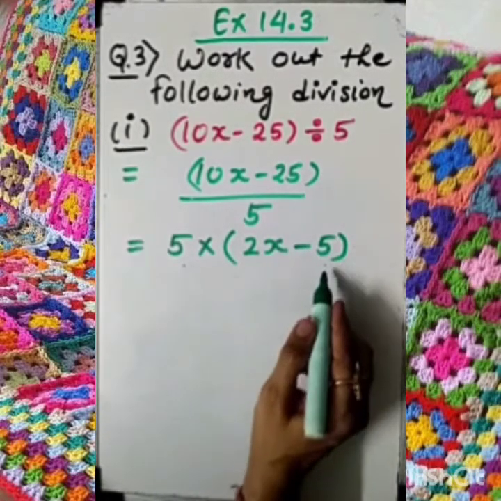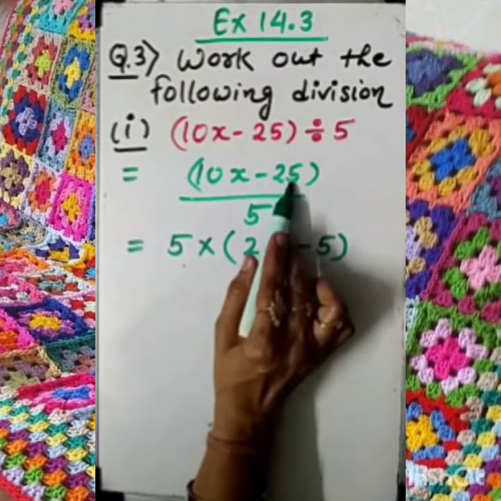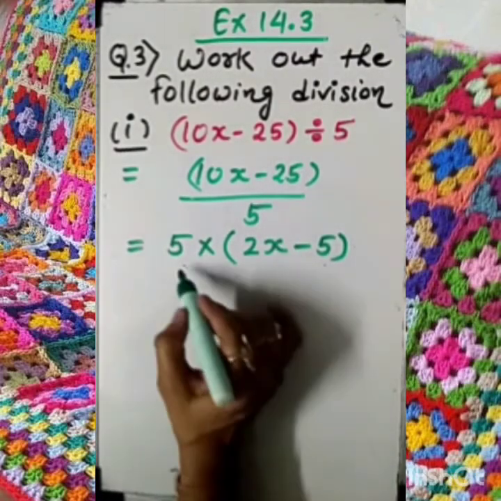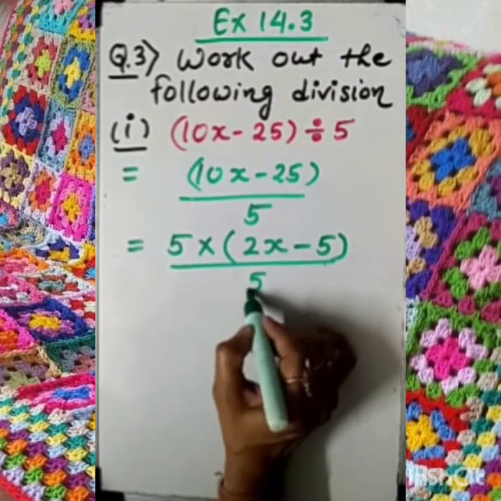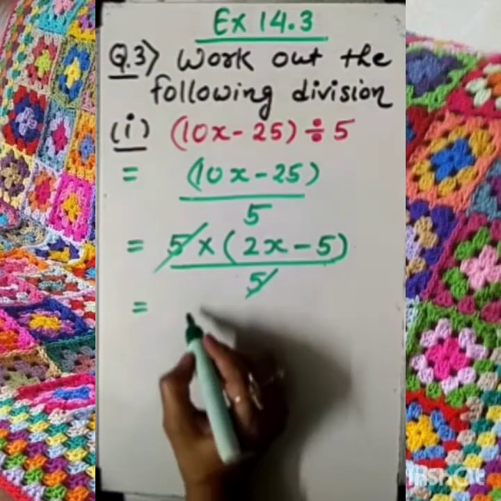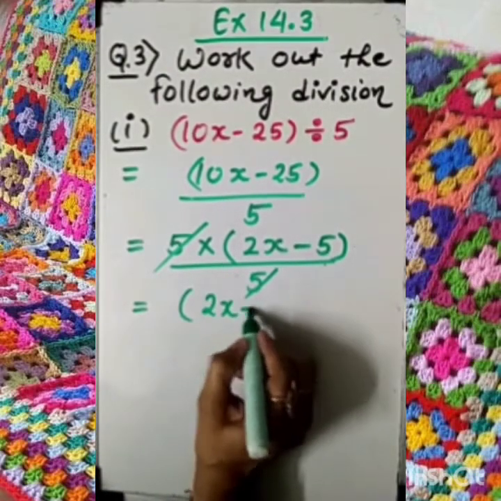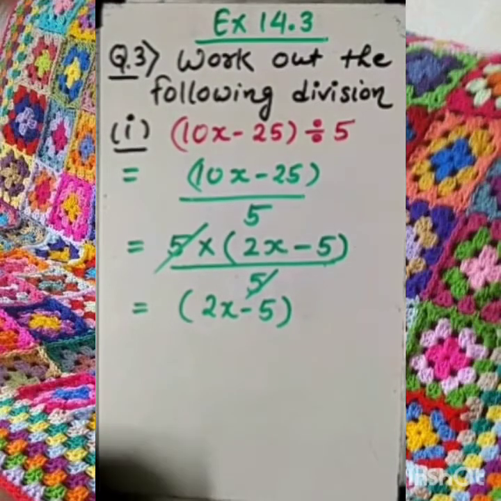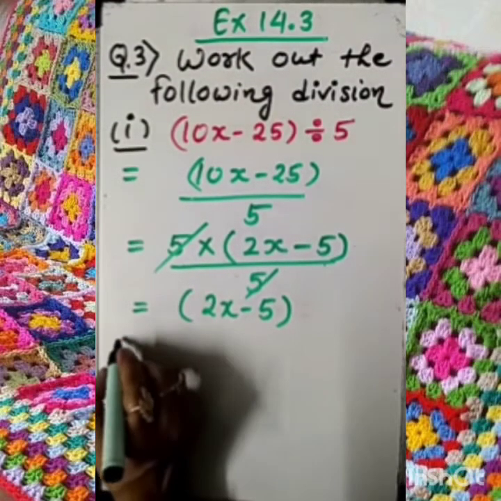This is a very important step. I have taken 5 common from both of these terms, and this 5 is already here with us in the denominator, so it will be cancelled. So the answer is 2x minus 5. Here, using the similar procedure we are going to apply for the second.